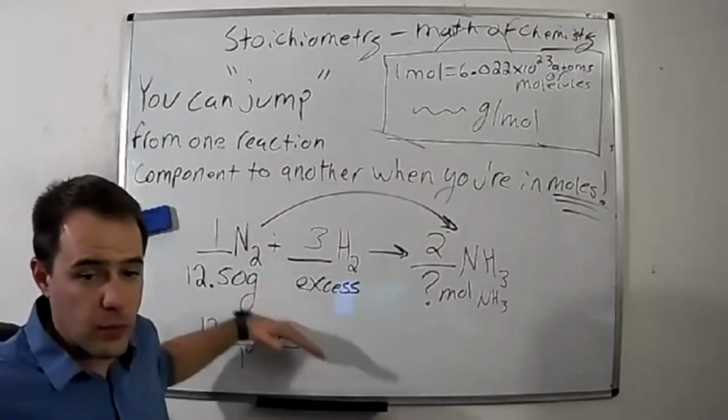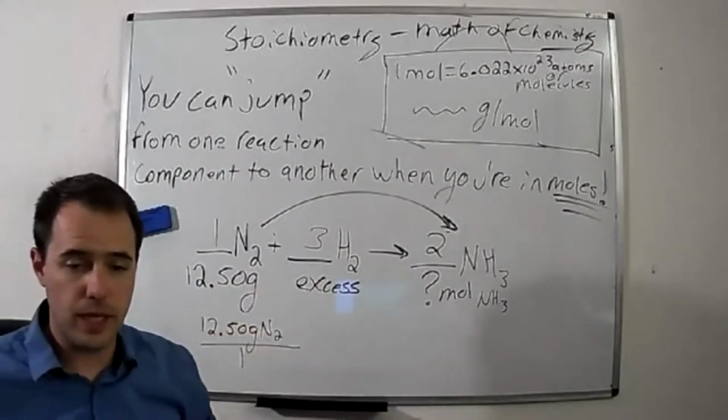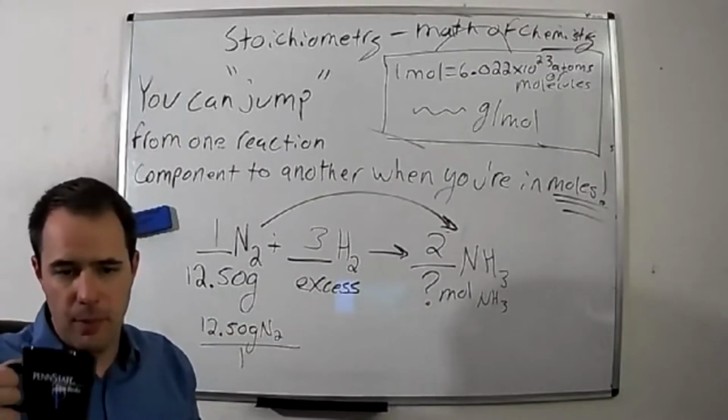How do I get out of grams of N2 and turn it into moles of N2? Think about that for a second. Anybody? What's my first step?